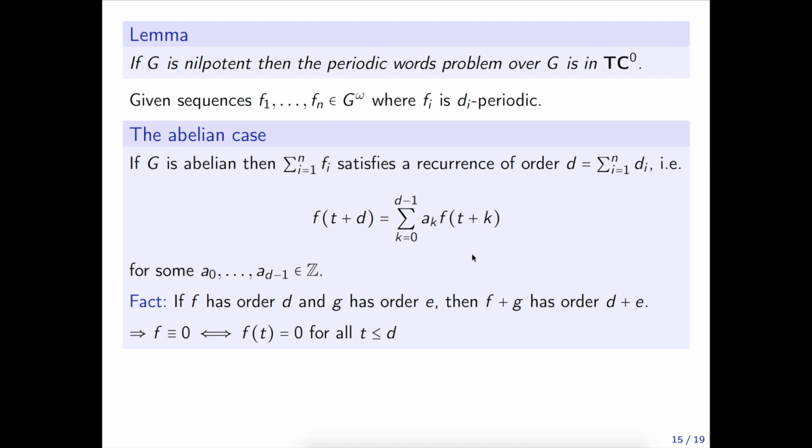The point is that we move from the space of periodic sequences to the space of linear recurrent sequences. And we use this well-known fact that if a sequence f satisfies a recurrence of order d and g satisfies a recurrence of order e, then their sum f plus g satisfies a recurrence of order d plus e. In particular, this implies that the sum f is identically zero if and only if it is zero on the first d entries. So we only need to check polynomially many values, which can be done in TC0.